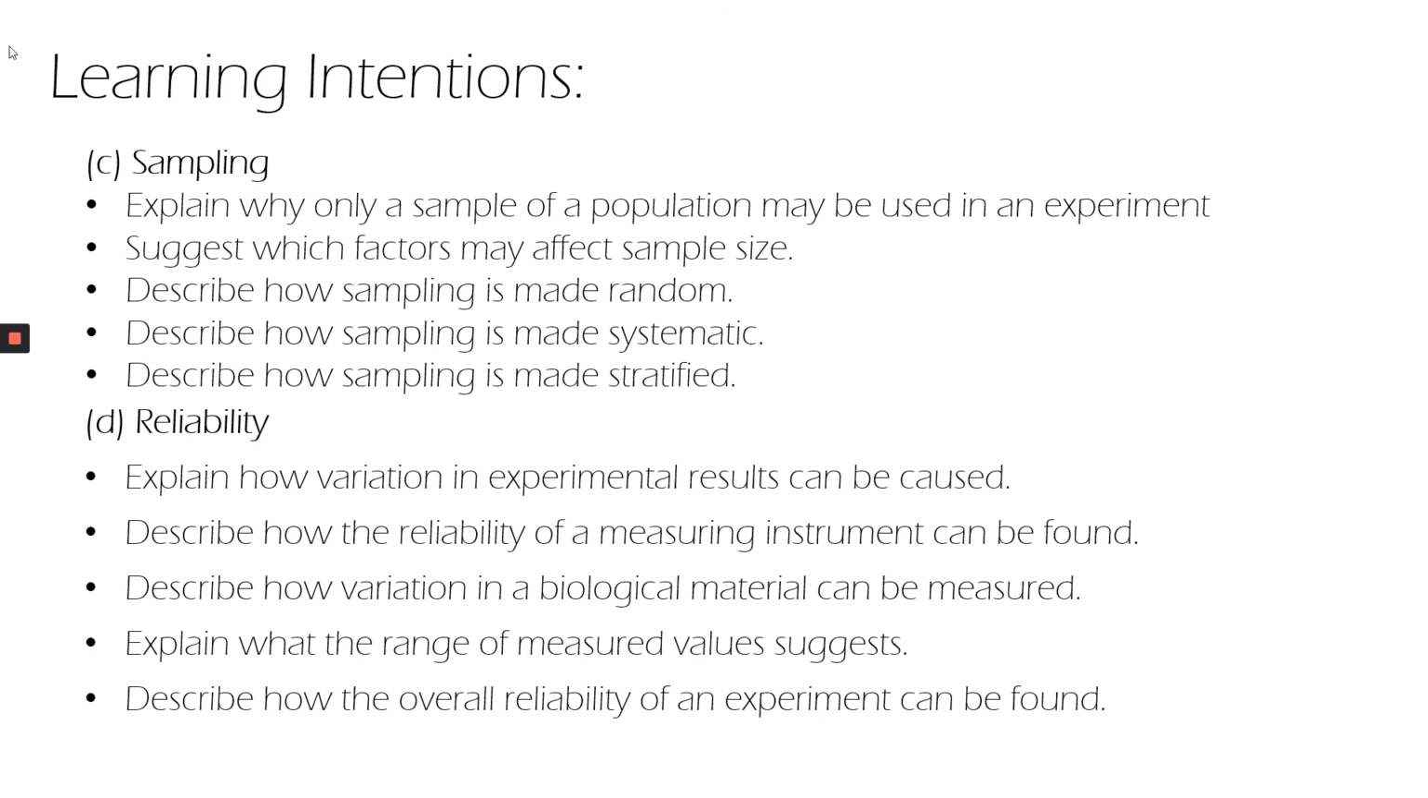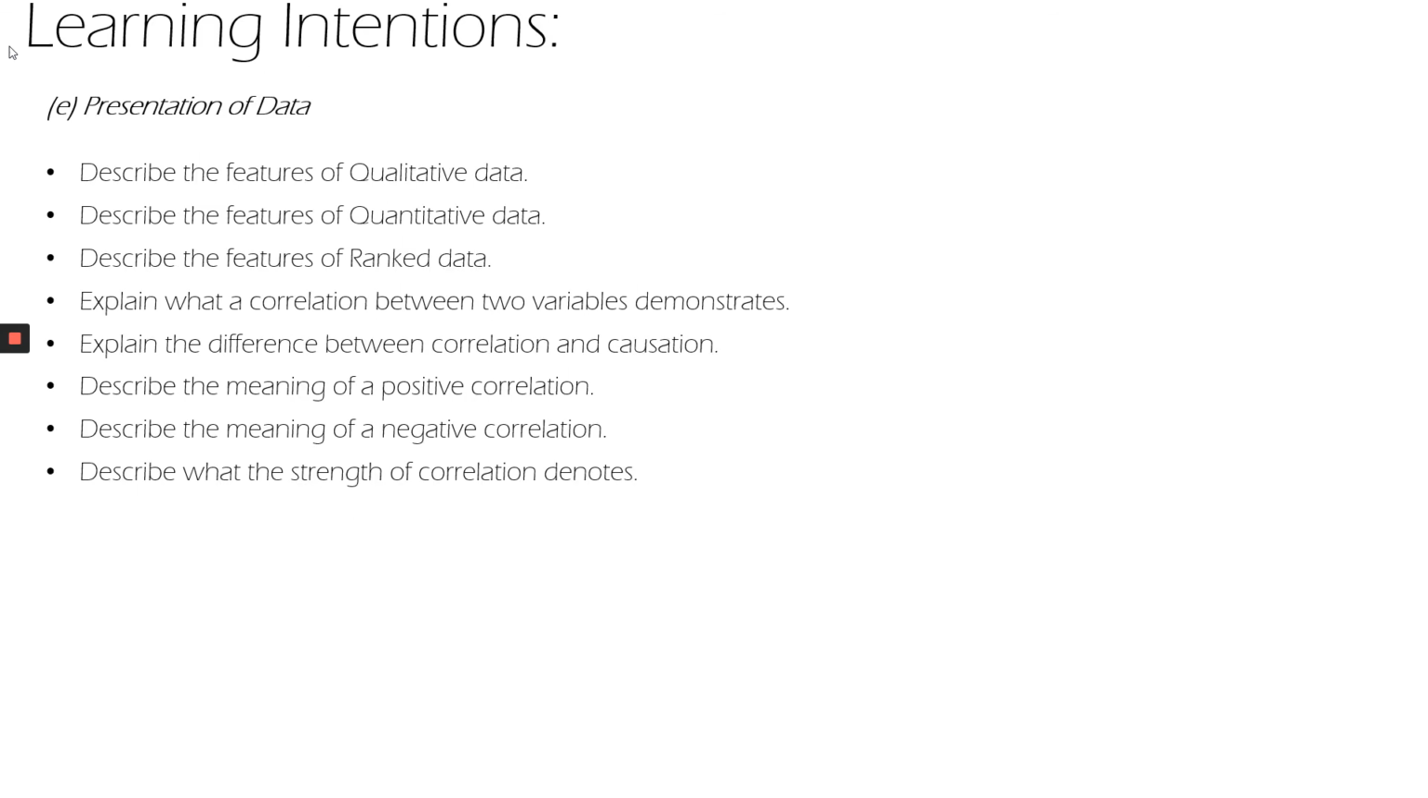We've described sampling in terms of why it's used: random, systematic, and stratified sampling. We've explained how variation in experimental results can be caused. We've looked at reliability both of the measuring equipment and of the researchers using it. Described how variation in biological materials can be measured, so a sample. And explained what the range of measured variables suggests. So it suggests variation in the population or that you haven't precisely or accurately measured it. And we've described the overall reliability of an experiment and how it can be found. We've then gone on to describe the features of qualitative, quantitative, and ranked data. We've explained correlation in terms of positive, negative, and the strength of that correlation.